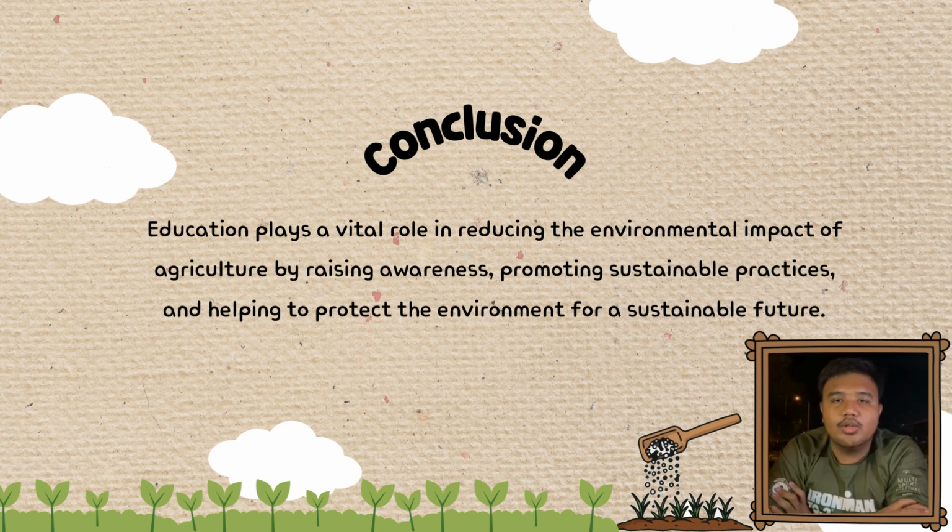In conclusion, education plays a vital role in reducing the environmental impact of agriculture by raising awareness, promoting sustainable practice, and helping to protect the environment for a sustainable future. That's all for me. Thank you.